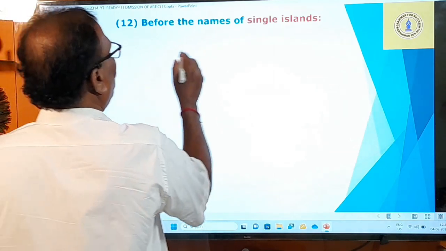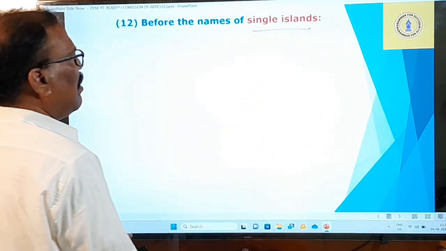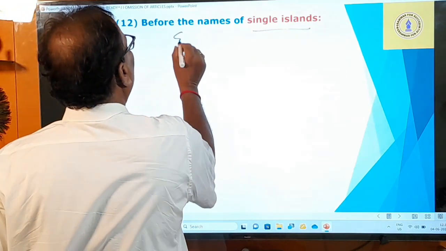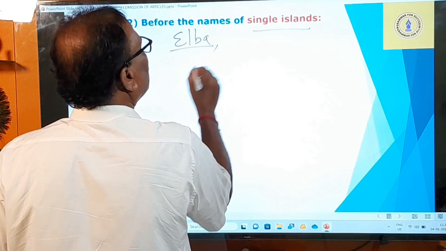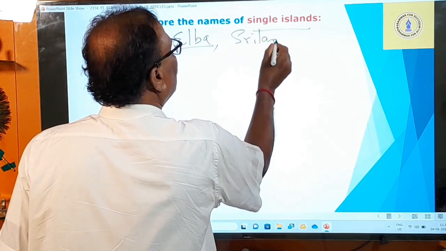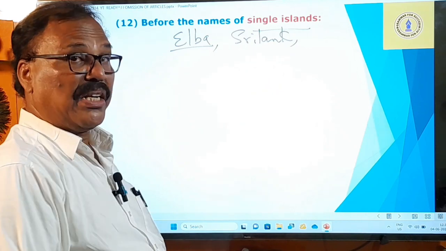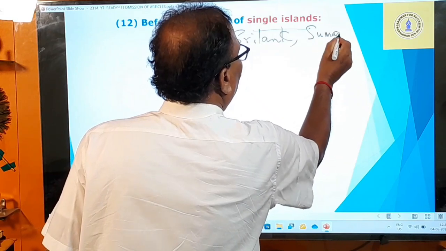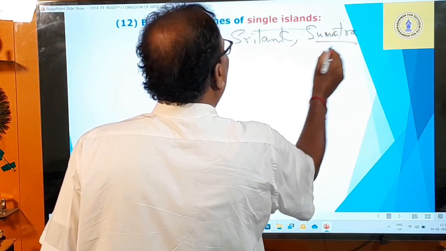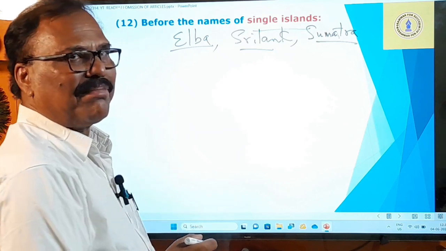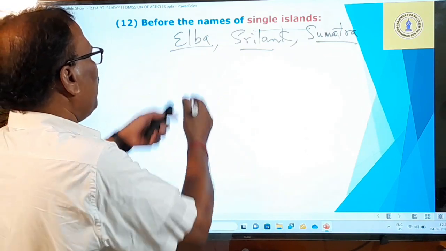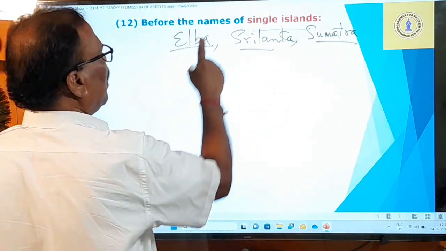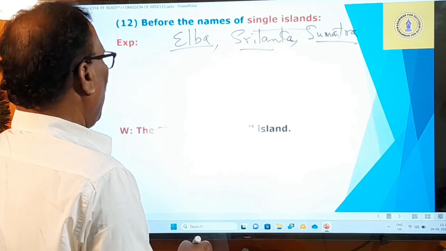Right, before the names of single islands, okay, last but one. What are the single islands? Elba is a small island, a single island. Sri Lanka, a small island. The largest island is Australia, a single island. Sumatra. There are so many single islands in the world. We know only some of them: Elba, Sri Lanka and Sumatra, like that. So before the names of single islands, we should not use any article, right?